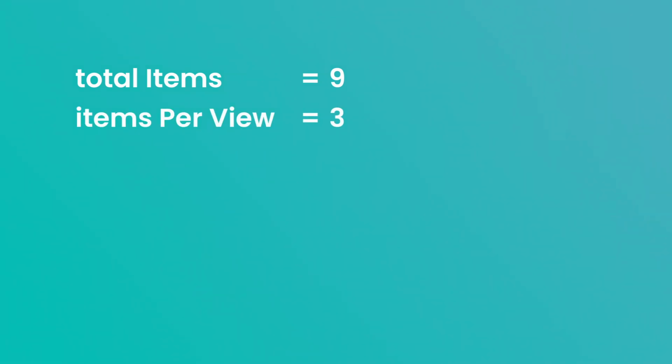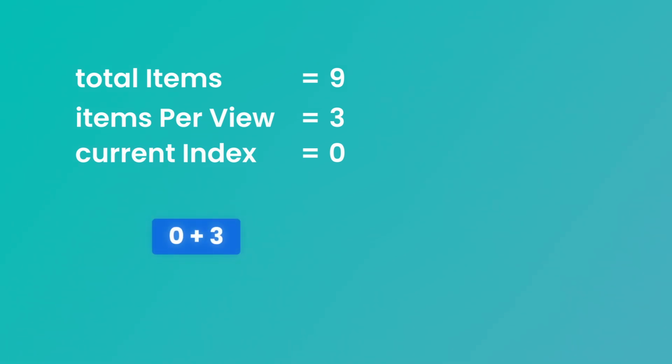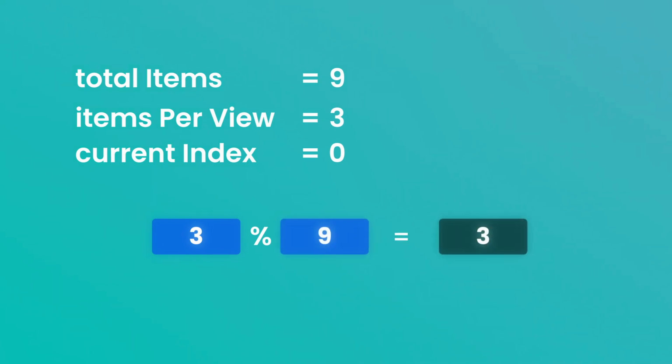And we can use the mod operator to determine the next index of the slider as it cycles through, and here's how it works. So if we start with an initial current index, say 0, add the items per view, e.g. 3, to the current index, and then apply the mod operator against the total number of items. So for example, if we have a current index of 0, 0 plus 3 equals 3, therefore the mod operation would be 3 mod 9, which is equal to 3, since 3 divided by 9 is 0, but we're left with a remainder of 3. So then the next index becomes 3.